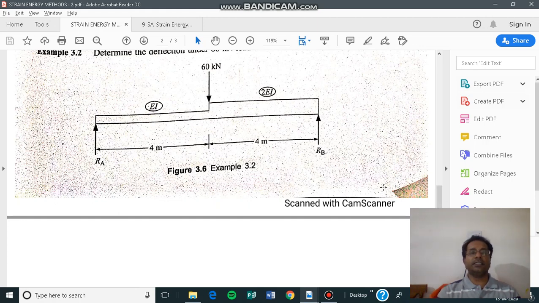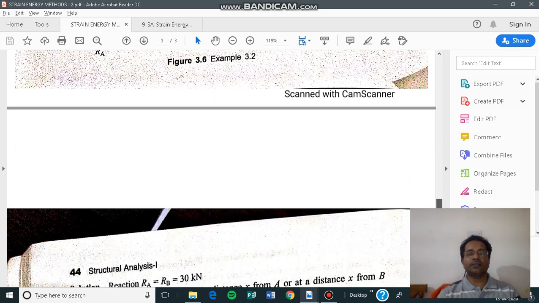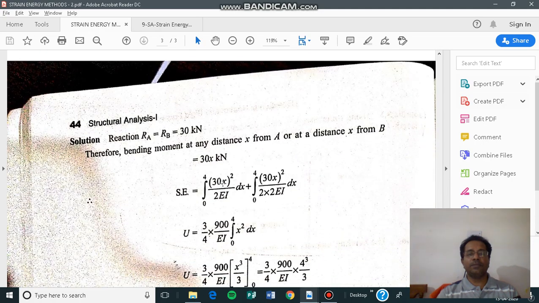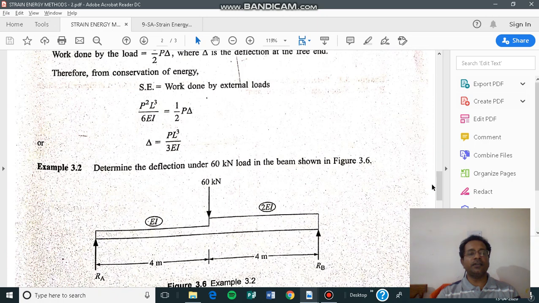After getting the reactions, you can divide the beam into two segments. Let us put this as a half and this as the other half. If I put this as point C, this as point A, and this as point B, then AC is one part and CB is another part. Like this, the strain energy is calculated for the AC part and for the CB part. If we look at the 60 kilonewton, then the reaction is 30 kilonewton here and 30 kilonewton here.